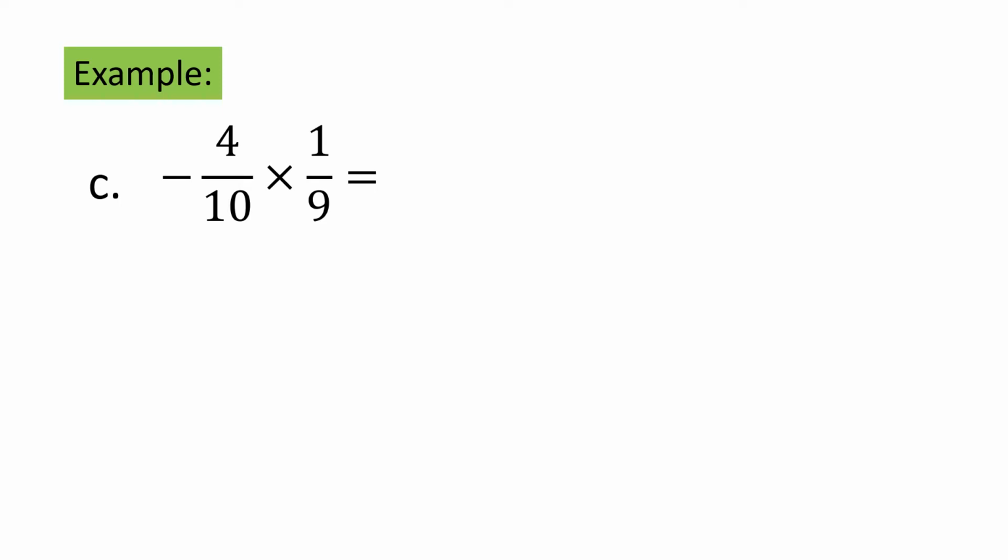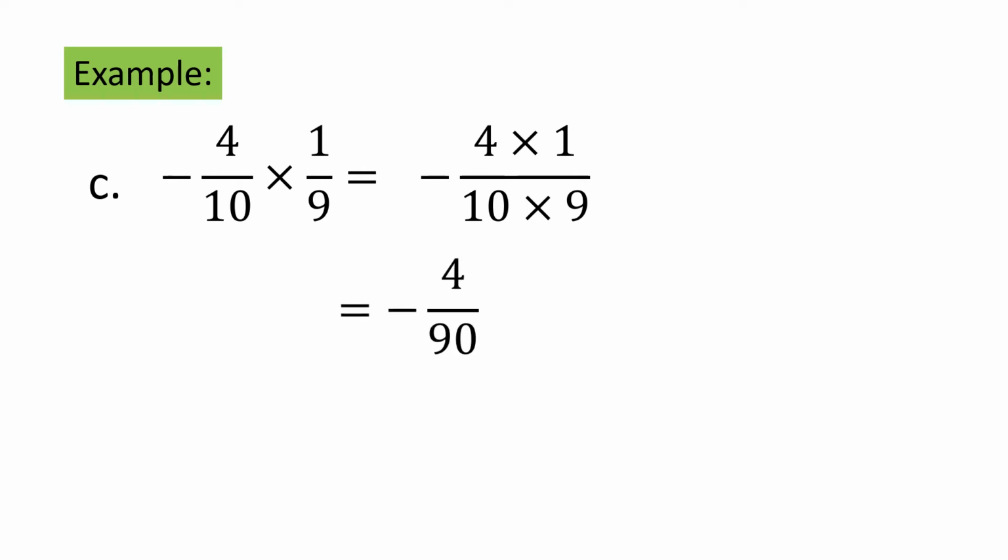So, dahil magkaiba ng sign ang fractions natin, isang negative, isang positive, we are already expecting na ang sagot natin ay negative fraction. So, ganun pa rin ang mangyayari. Numerator times numerator over denominator times denominator. So, negative 4 times 1 over 10 times 9 will be negative 4 over 90. Kaya lang, ang 4 over 90 ay hindi pa naka-simplest form.